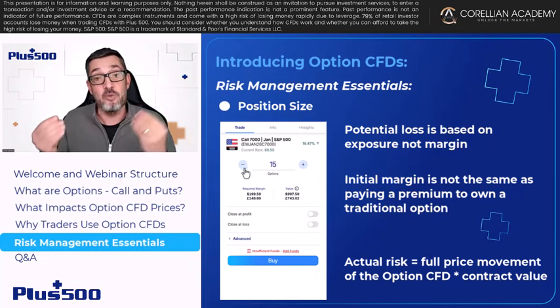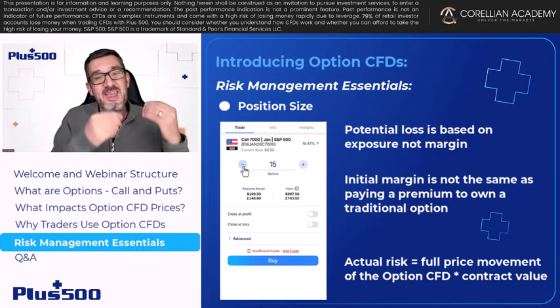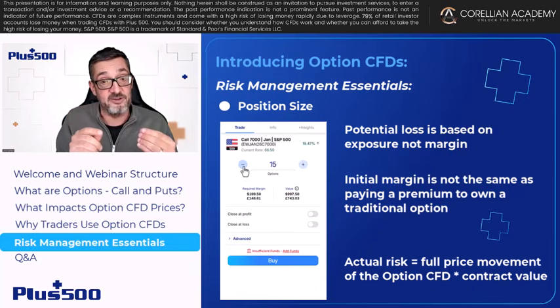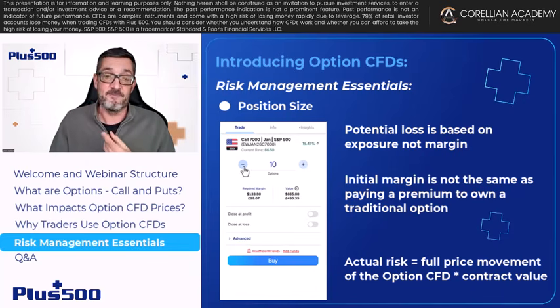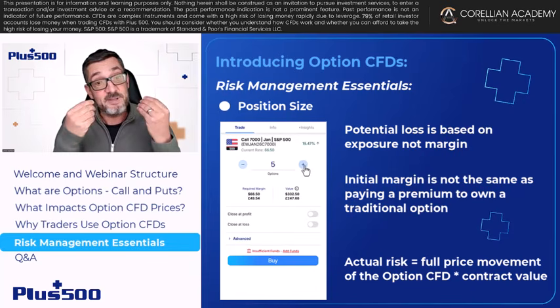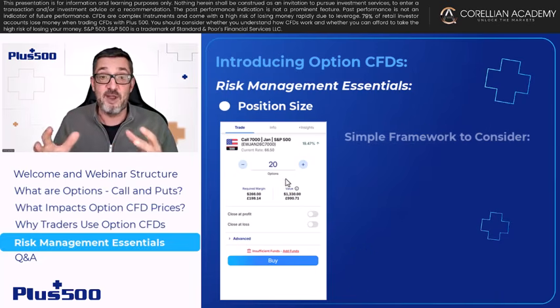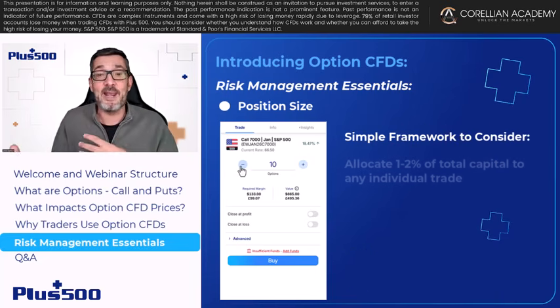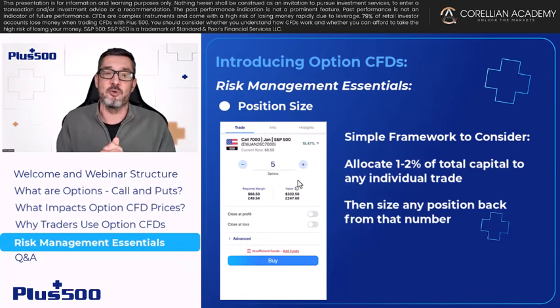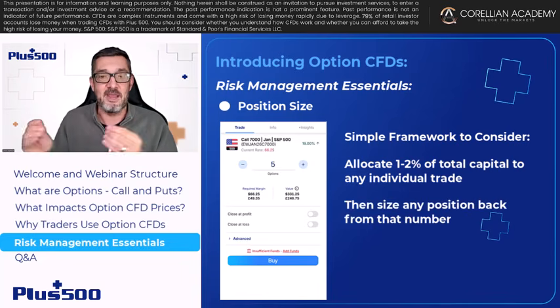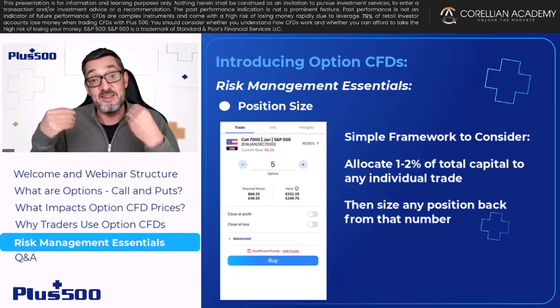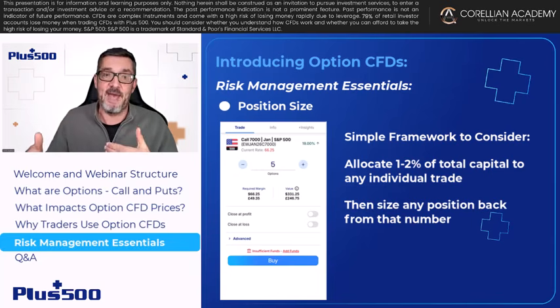A practical rule to consider before entering this type of trade is to ask yourself, if this option went to zero today, could I absorb the loss? If the answer is no, then potentially the position may be too big. A simple framework for position sizing is to allocate 1 to 2% of your total trading account to any individual trade and then size your position back from that number.